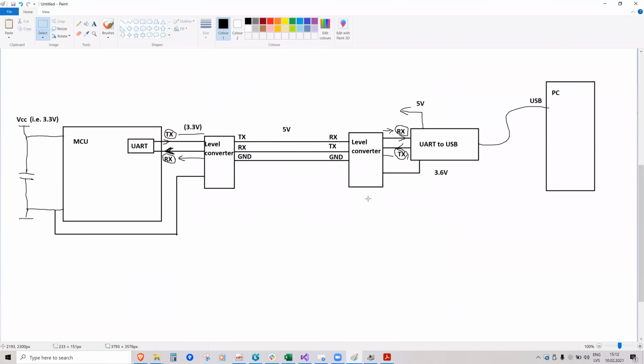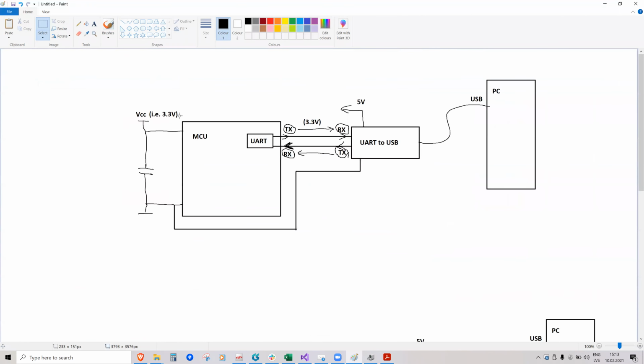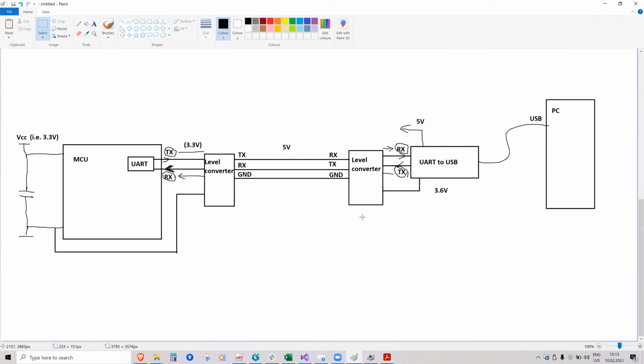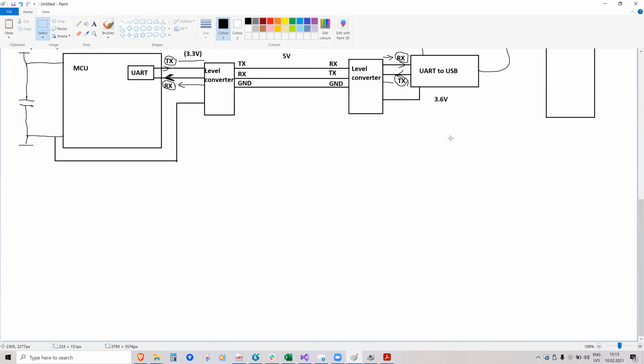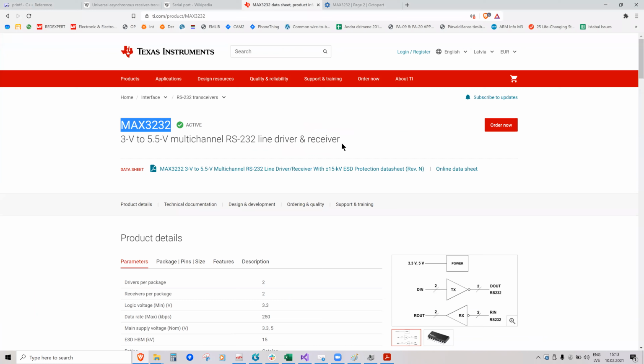But for example, in our labs, in our development kits, the UART to USB converter is built in the development kit, so it connects directly with the microcontroller. Okay, so it connects directly and no level converters are necessary. But here they are there.